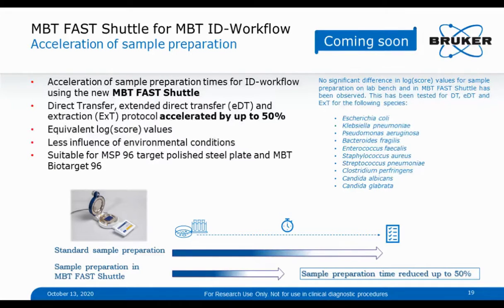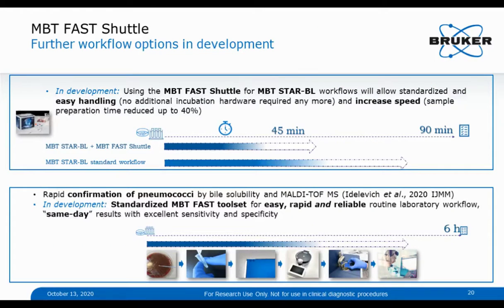We have seen and measured acceleration of the whole workflow from starting the preparation to the measurement of up to 50%. And the nice thing is, up to now 10 different species have been thoroughly tested. The log scores of the quality of identification we get is at least as good as in the normal procedure using room temperature, maybe even somewhat better. The influence of environmental conditions is clearly diminished, and the system will be validated for MSP 96 polystyrene target plates, but also for biotargets, of course.